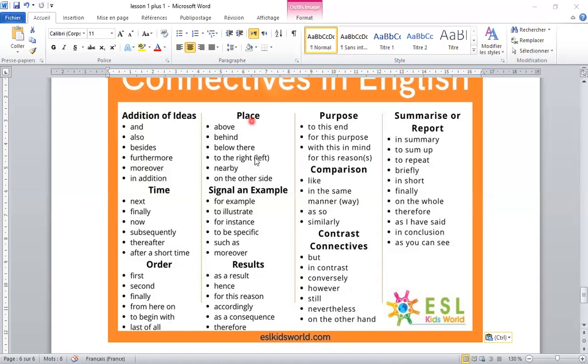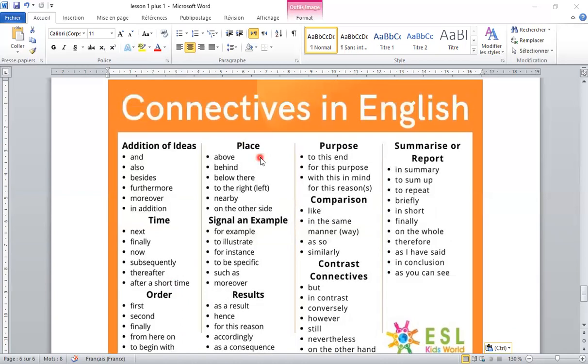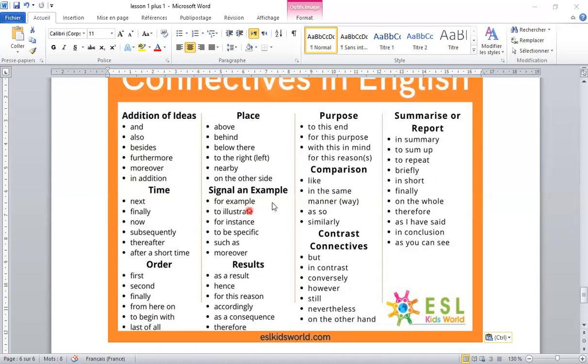Also, connectives of place are important to use among your complex sentences, like above, behind, below, there, to the right, to the left, nearby, on the other side. Signals for example: you would like to say something and give an example to illustrate, to elaborate it more. So: for example, such as, moreover, for instance, to illustrate, which means to elaborate, to give more details, to be specific.